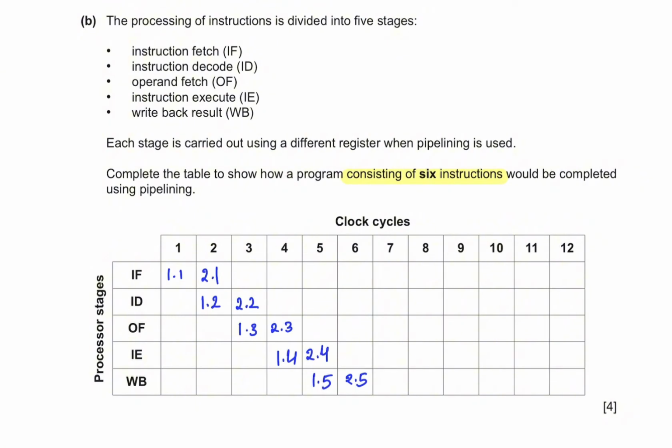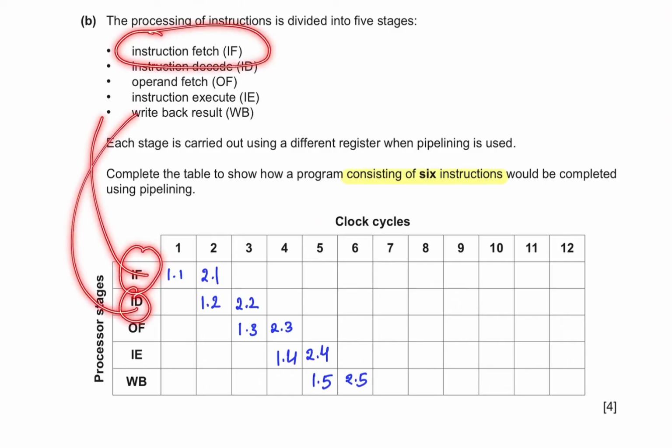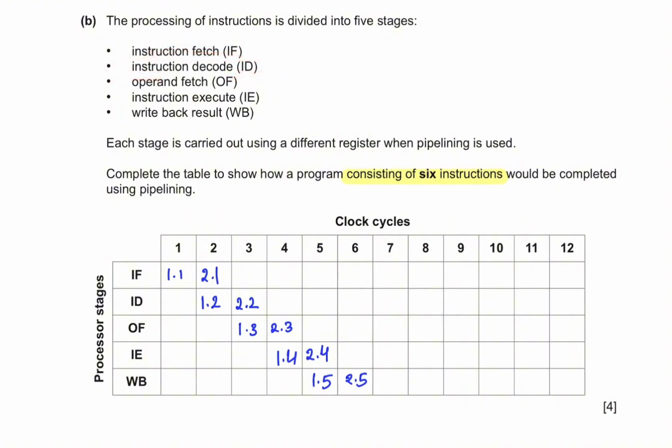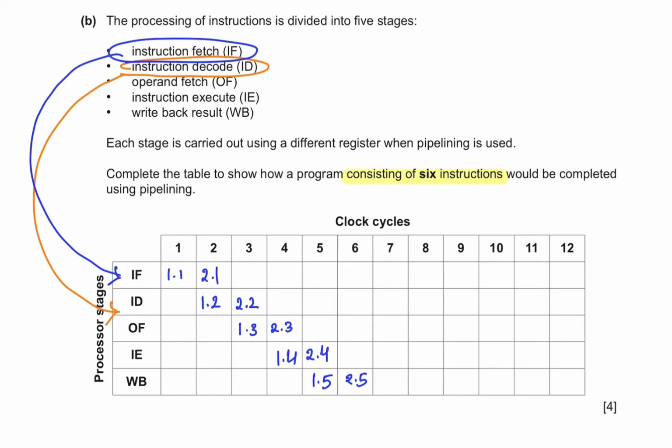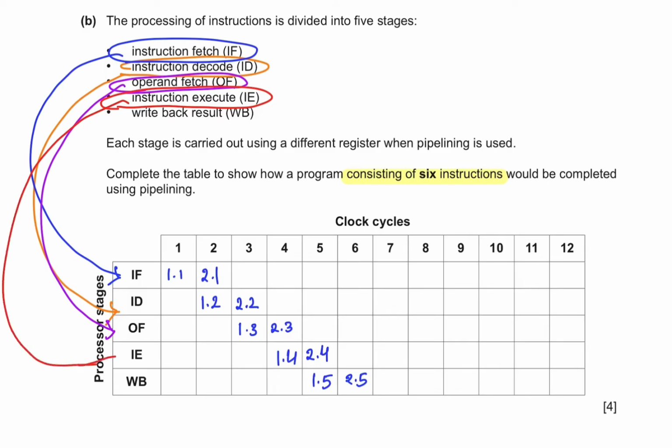Okay, this is how it will go. This is the processing stage of the pipeline. IF means instruction fetch, ID means instruction decode, OF means operand fetch, and IE is instruction execute.